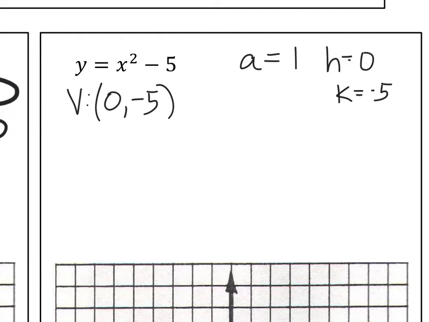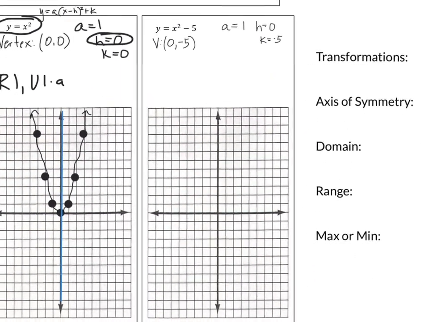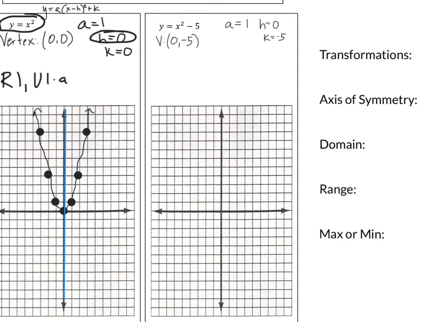Okay, so now I'm going to, again, plot the vertex first. I go to plot the vertex there at 0, 0. I'm going to go right 1, and then in this case, A is positive, so I'm going to go up 1. So I'm going to go right 1, up 1, because it's right 1, up 1 times A is 1. Then I'm going to go right 1, up 3. Then I'm going to go right 1 and up 5.